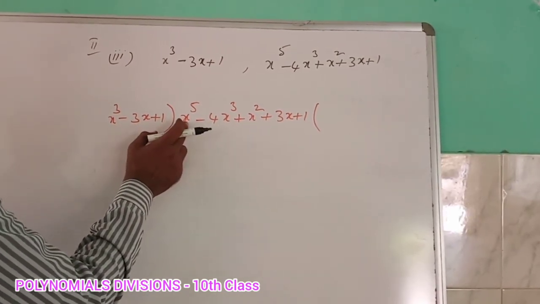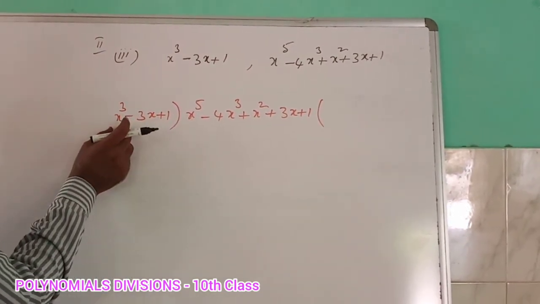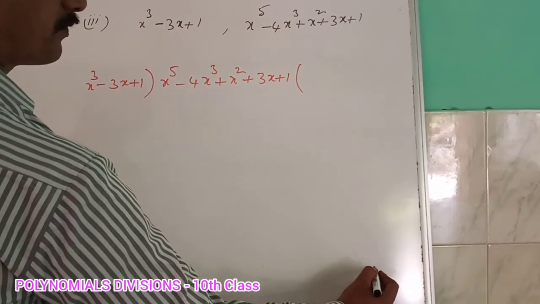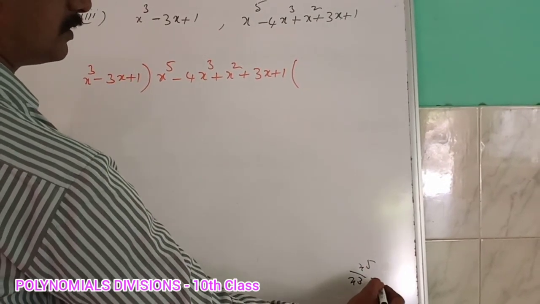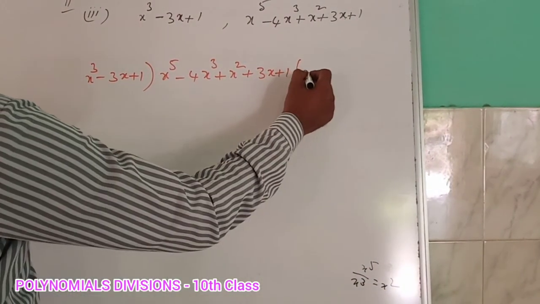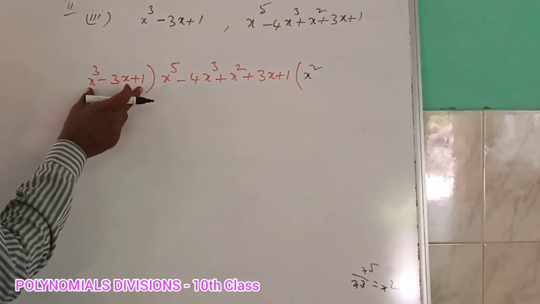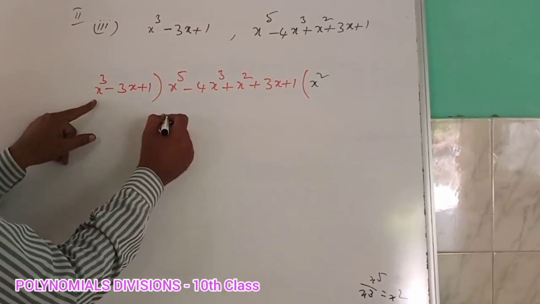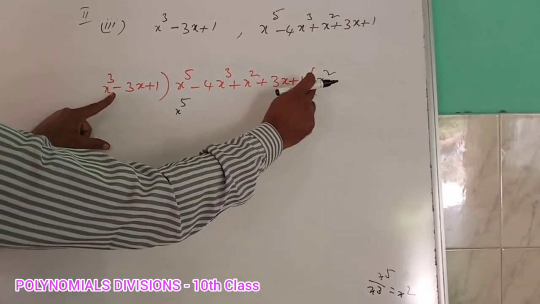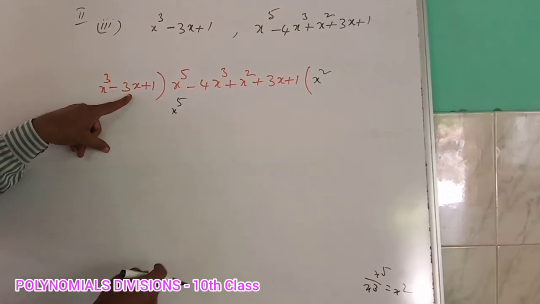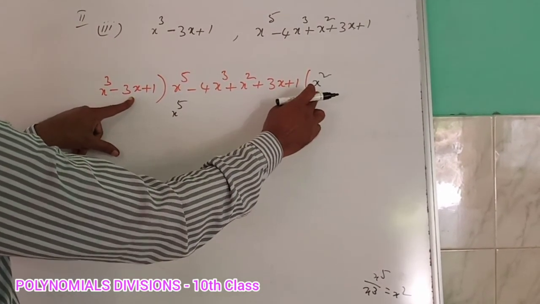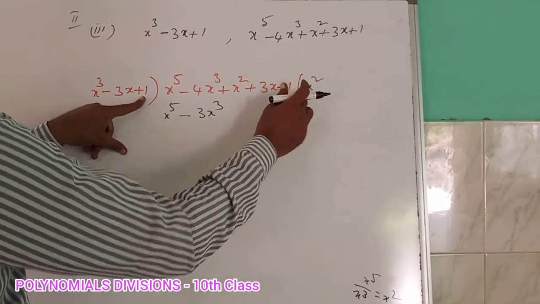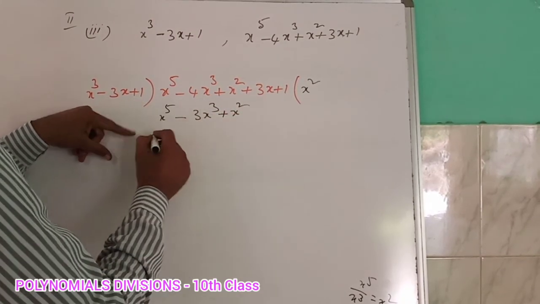Here x to the power of 5 is there. Which number multiplied by x cube is equal to x to the power of 5? That means x to the power of 5 by x cube is equal to x square. So x square is multiplied by the whole divisor. X square into x cube is x to the power of 5. Plus into minus, minus 3x into x square is 3x cube. Minus 3x cube. 1 into x square is x square.